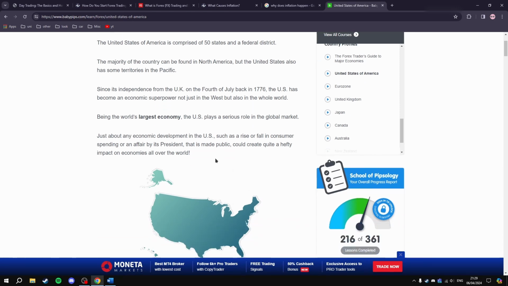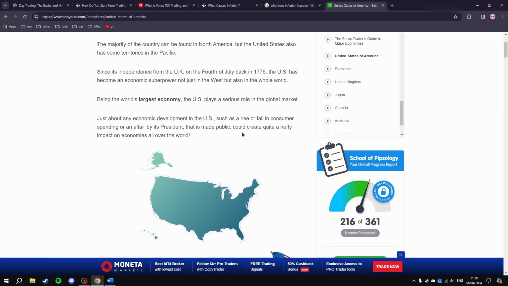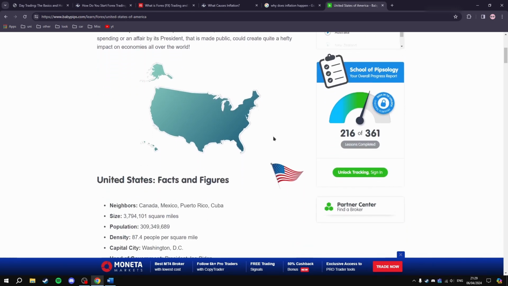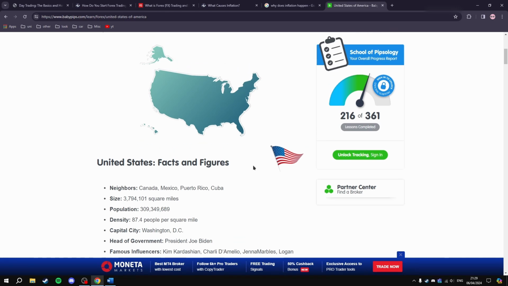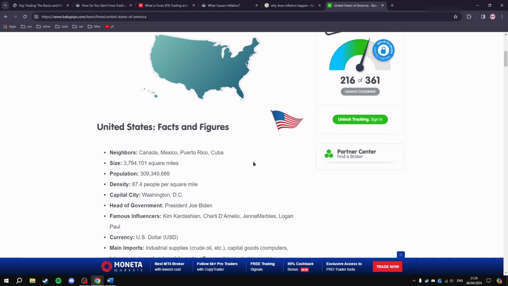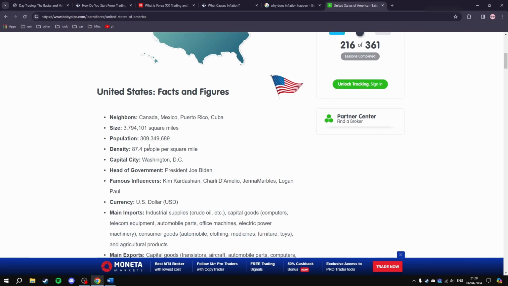Just about any economic development in the US, such as the rise and fall in consumer spending or an affair by its president that is made public, could create quite a hefty impact on economies all over the world. United States, facts and figures. Neighbours: Canada, Mexico, Puerto Rico, Cuba. Size: 3,794,101 square miles. Population: 309,349,689.